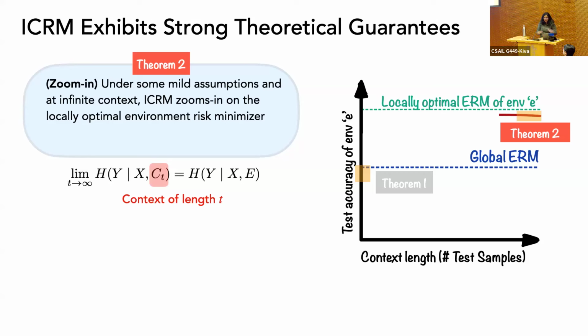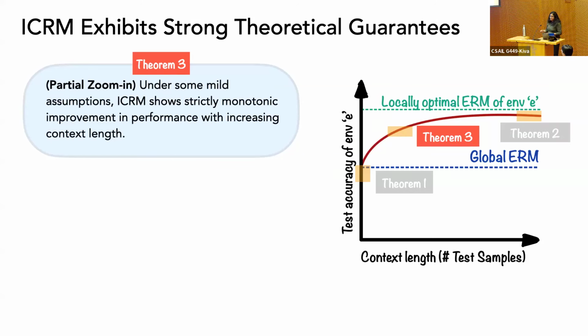The second theorem deals with a zoom in result. That is, if you have infinite context from that particular environment, can ICRM actually match the locally optimal ERM of that environment? And that's what this theorem is all about. So under some assumptions on the graphical model of your data generating process, we can actually show that at infinite context, ICRM's performance will be the same as that of your locally optimal ERM. So it achieves the same entropy. So the conditional entropy of your prediction given your current image and infinite context will be the same as the entropy of prediction given your current input and all the information that you have about that environment, which is represented by the capital letter E.